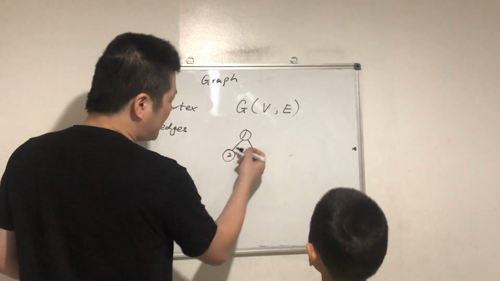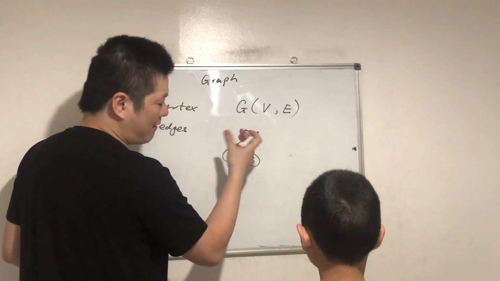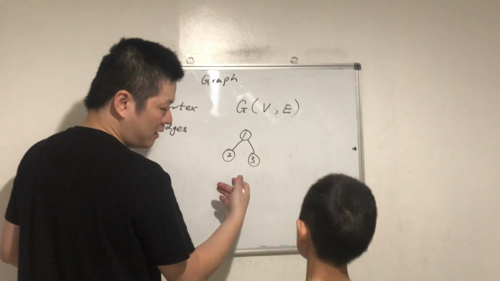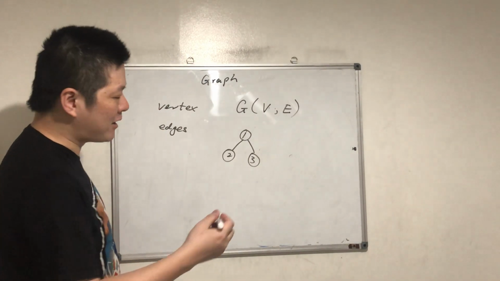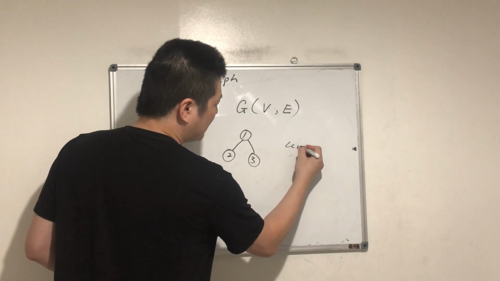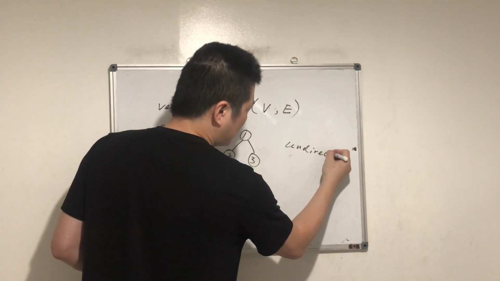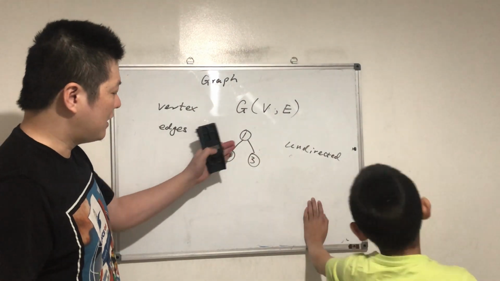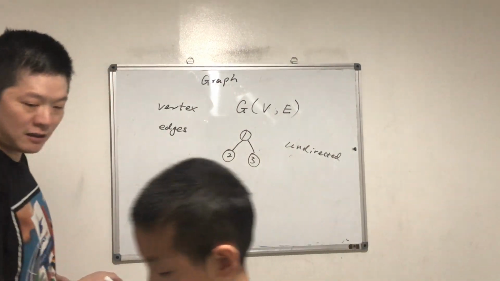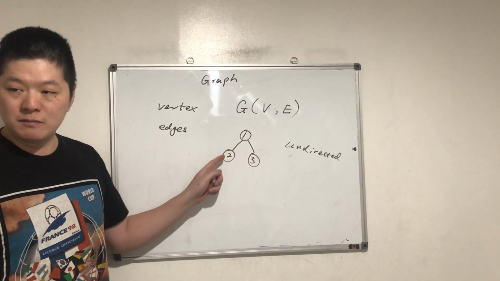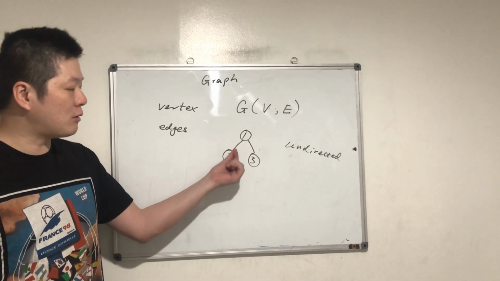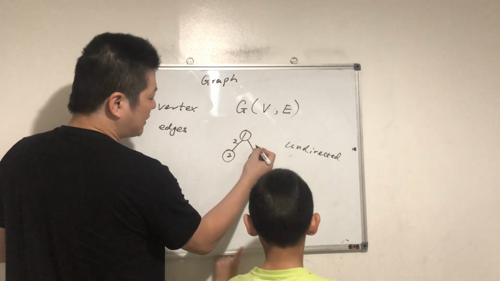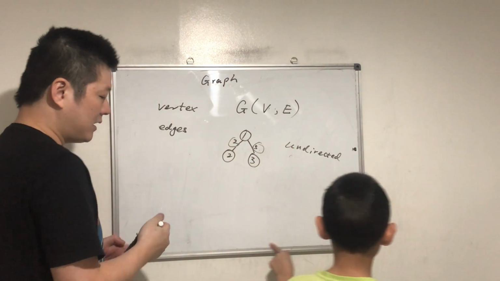And look at the edges. They do not have directions. Yes, they are undirected. Undirected graph, because the edge does not have direction. This is the vertex. Sometimes you get a weight. For example, you have the weight on it, like that's 2, that's 3. That's the weight.